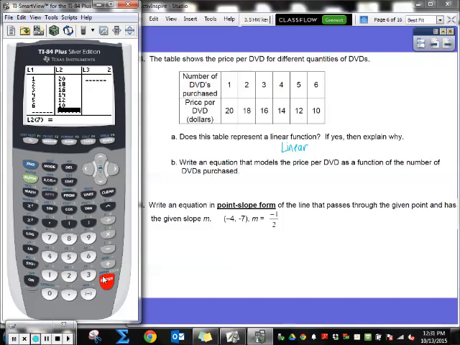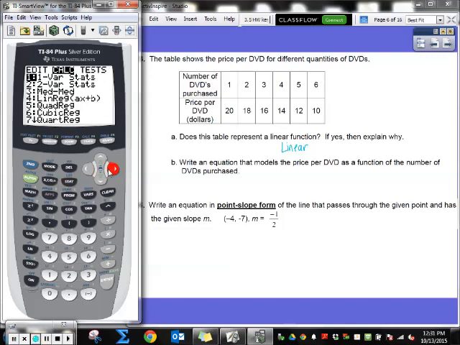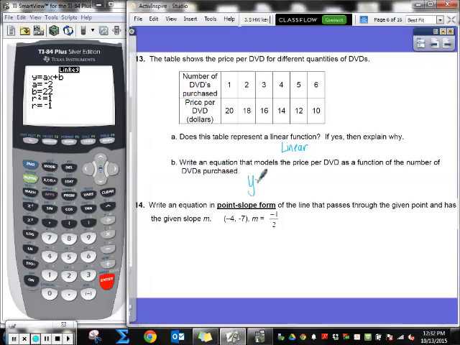Okay, so once I have my data in, I double check to see that my lists are even, and they are. So now I hit Stat, arrow to the right, number 4 is linear regression. So I'm going to press 4. I'm going to go ahead and store the regression equation, so alpha trace in y1, and then I'm going to calculate. And so my equation would be y equals negative 2x plus 22. Remember, you are welcome to do that by hand as well.